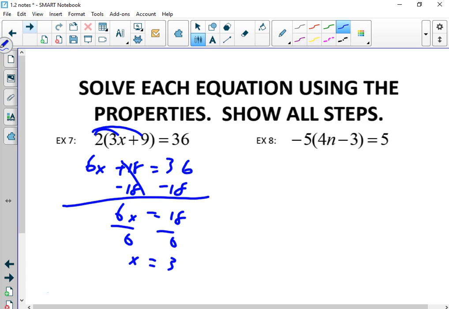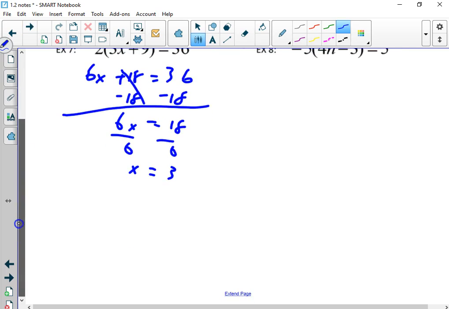3 times 3 is 9. Plus 9 is 18 times 2, 36. Good to go. But there's a faster way to do it. Go ahead and write that again, please. There's a step I can do to make this faster that I could not do if that was 37. What can I do? Everybody see it? If that was 37 or 35, I couldn't do it.